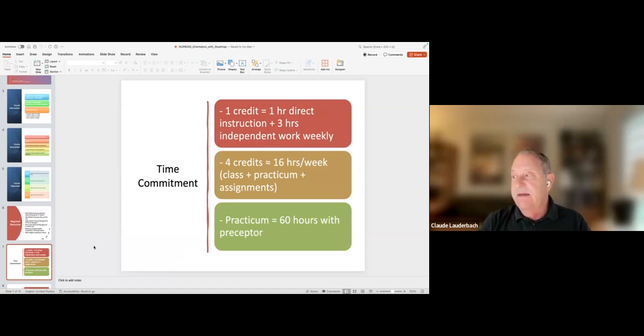This comes out of the syllabus. It's just a time commitment. It's no different than in every other course you're taking. So 1 credit equals 1 direct hour of instruction plus 3 hours of independent work weekly. In an online course, even with asynchronous Zooms, the instruction time is mostly discussion boards, also some recorded lectures and that sort of thing. And then the 3 hours is the reading and any assignments. That's the ratio of how student effort is placed on a credit hour. And then your practicum is 60 hours with a preceptor.